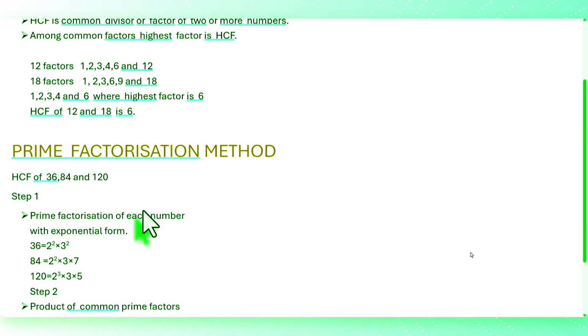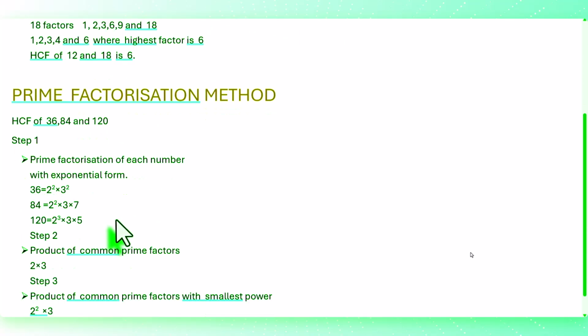Next, the prime factorization method. This is one of the easiest ways to calculate the highest common factor of two or more numbers. Here consider one example, that is the highest common factor of 36, 84 and 120. Steps involved in this calculation.